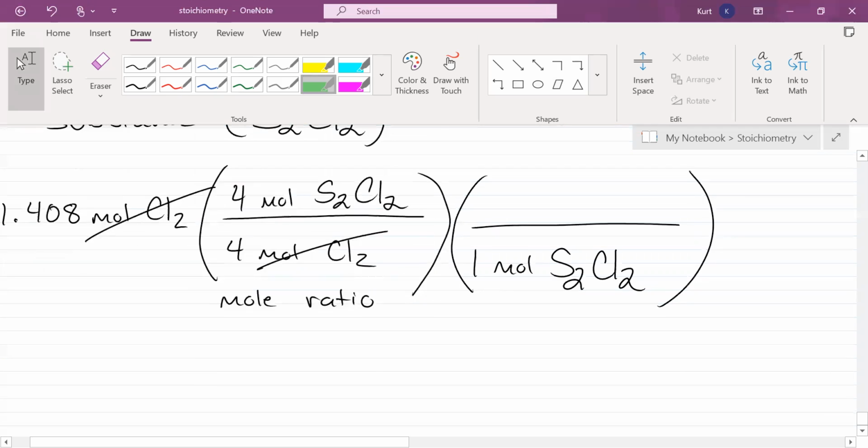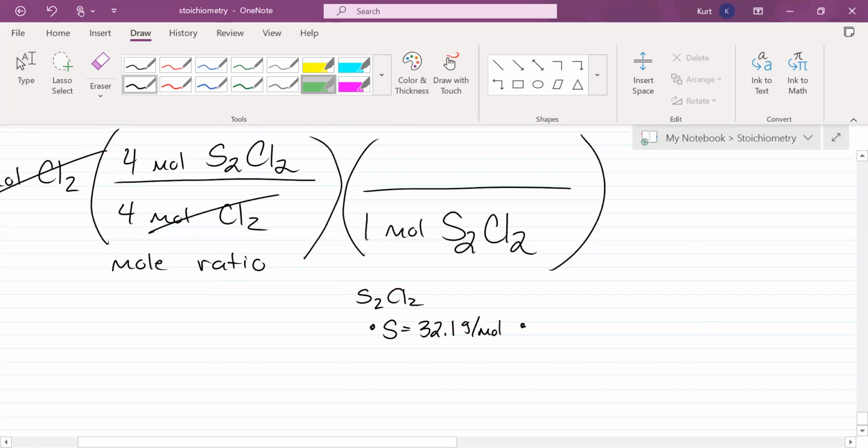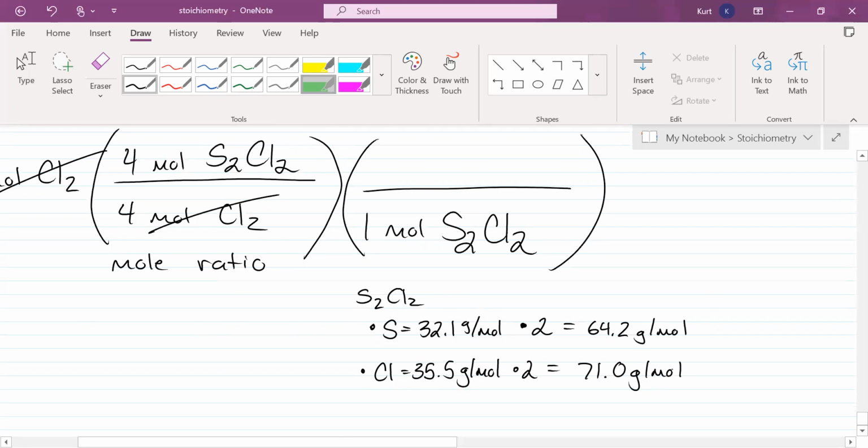So I know that I just said all that, but some of you are very much visual learners, so I'll just hash it out here. In S2Cl2, sulfur is 32.1 grams per mole. There are 2 of them, so it's going to be 64.2. Chlorine is 35.5 grams per mole. There are 2 of them. That equals 71.0. We then add those together. 135.2 grams per mole. That is the molar mass.